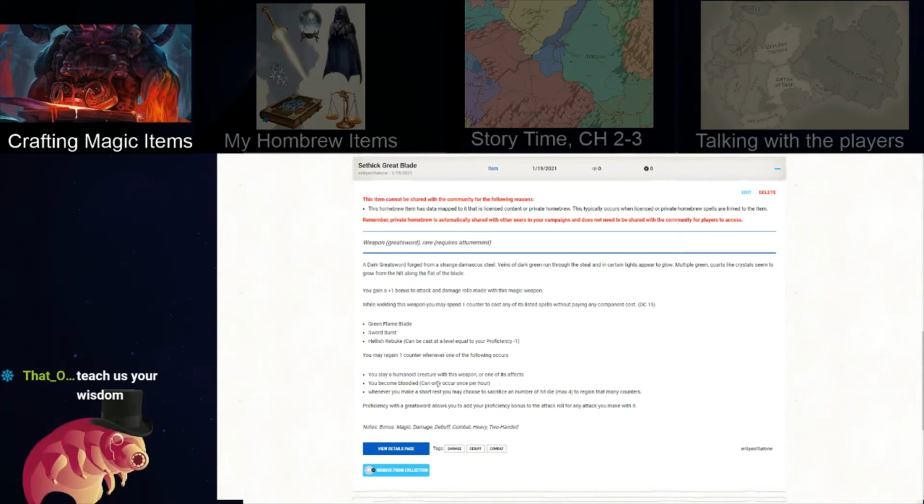While wielding this weapon, you may spend a counter to cast any of its listed spells without paying any component cost at a DC 15. The green flame blade, sword burst, or hellish rebuke, which can be cast at your proficiency -1. You regain 1 counter when one of the following occurs. You slay a humanoid creature with this weapon or one of its effects. You become bloodied. Whenever you make a short rest, you may choose to sacrifice any number of hit die to regain that many counters.